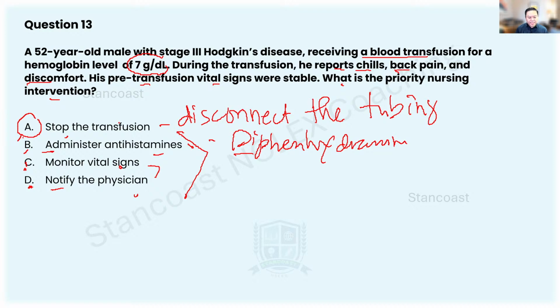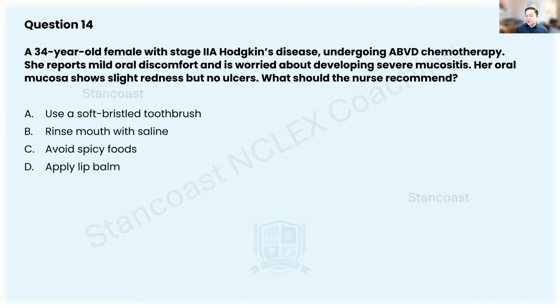All right, let's move on to number 14. A 34-year-old female with stage 2A Hodgkin's disease undergoing ABVD chemo. She reports mild oral discomfort and is worried about developing severe mucositis. Her oral mucosa shows a slight redness but no ulcers. Well, that's good. Redness, no ulcers. What should the nurse recommend?